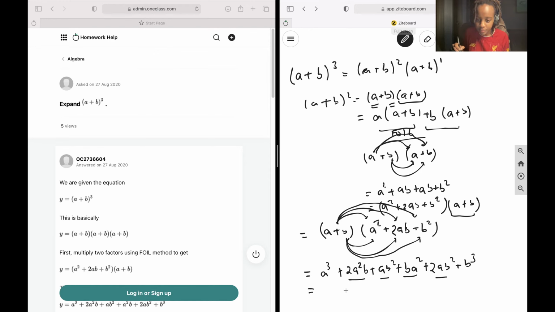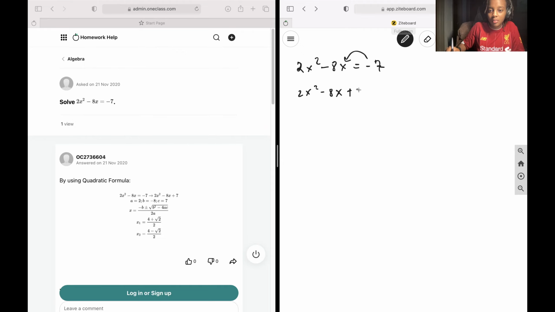Okay, for our next problem, we're going to be making use of the quadratic formula, and we're going to use it to solve 2x squared minus 8x is equal to -7. And if you want that in quadratic form, to use the quadratic formula, we're just going to bring this 7 right over. And it can become 2x squared minus 8x plus 7 is equal to 0.